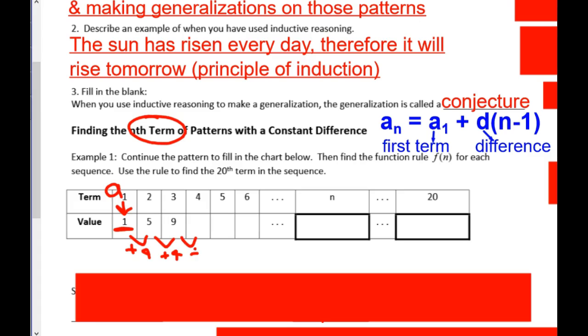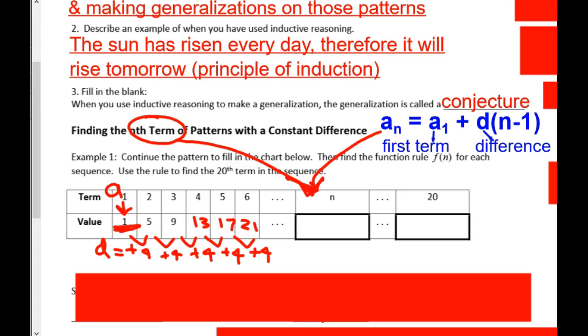So we're going to do the same thing. 9 plus 4 is 13. 13 plus 4 is 17. Now, that goes over and over and over up to what we call n. N is any number. The nth term is whatever. Now, we're going to use this over here to figure out the nth term. We already know A1 is 1 right here, and we figured out the difference is 4.